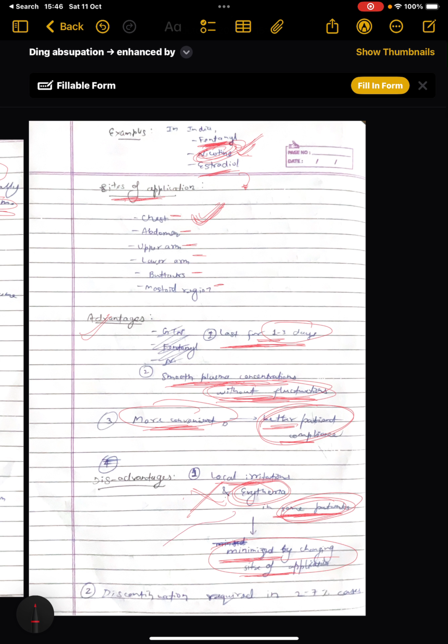Now, due to these problems, these have to be discontinued in some of the patients, about 2 to 7% of the cases. Now, the notes I have linked in the description. You will get those there.